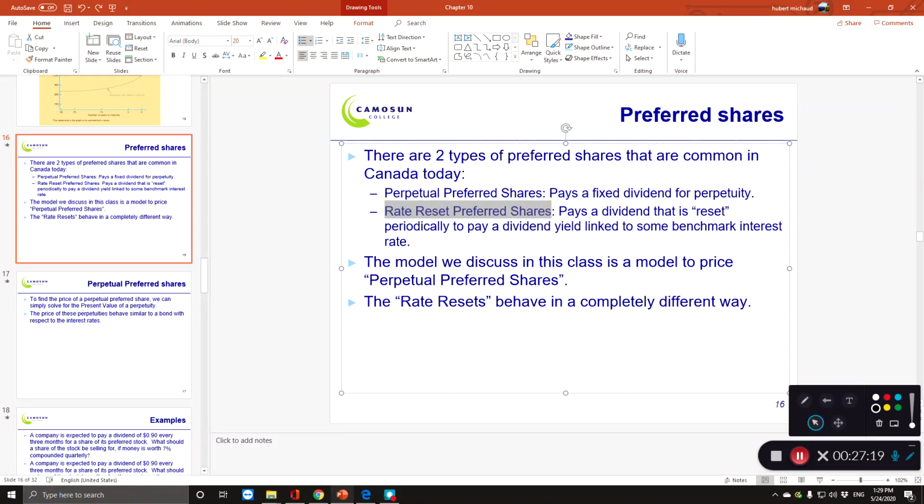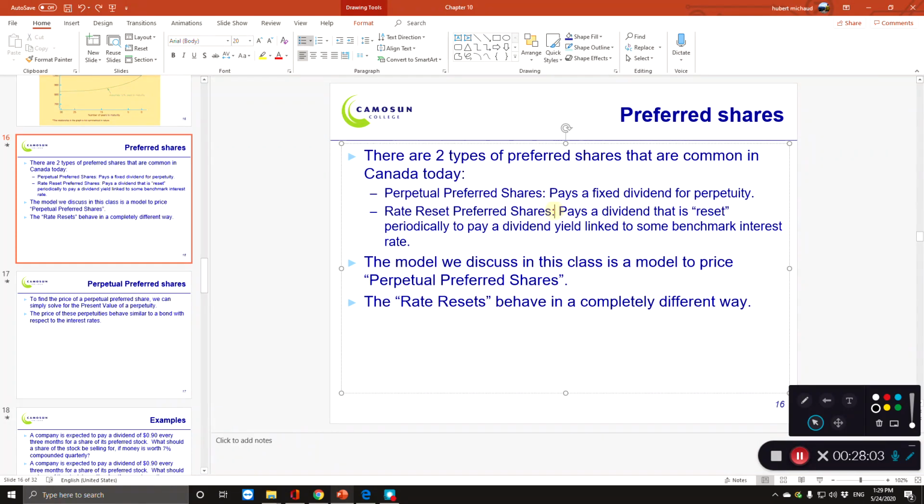Okay, in this class, we will only talk about perpetual because they're way easier to price and they're way easier to use. Okay, the reason I'm talking about both is that perpetual preferred shares behave a lot like bonds. So when you listen to what I'm talking about now, you're going to be thinking like these are pretty close to bonds, and often we kind of call preferred shares a semi-debt instrument, right? It's something that's really close to a debt instrument. It's called equity, but in truth it behaves a lot like a debt instrument. And that's true for the perpetual preferred shares. The rate reset shares behave differently.